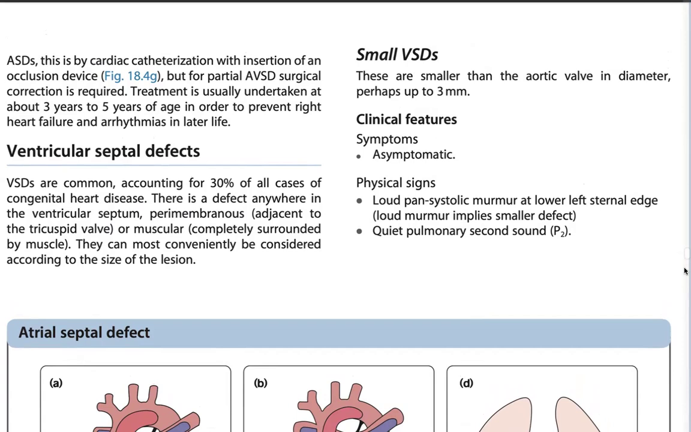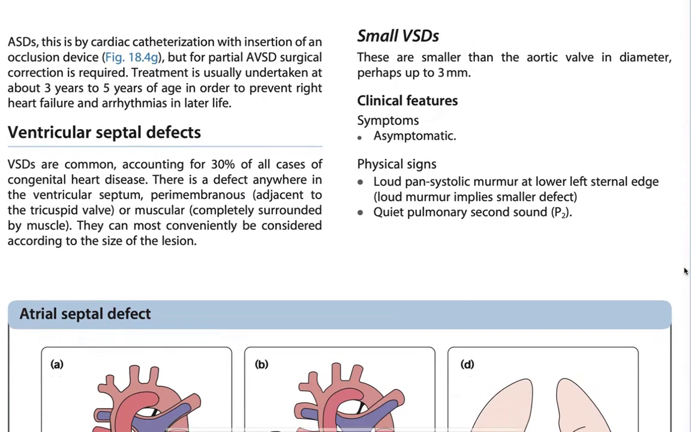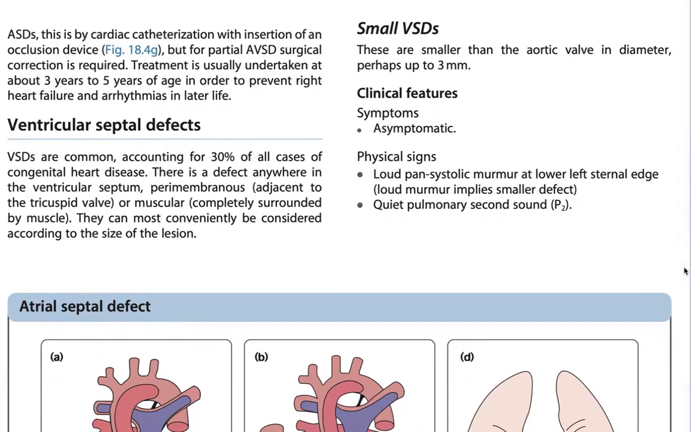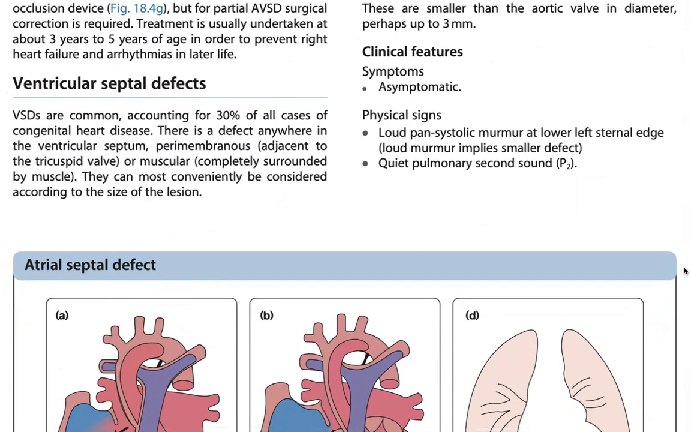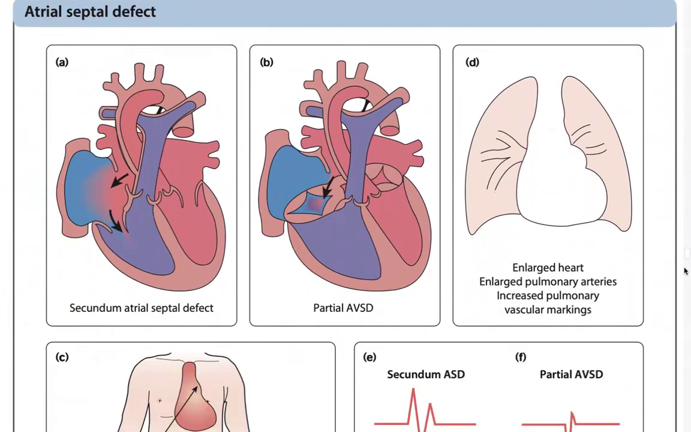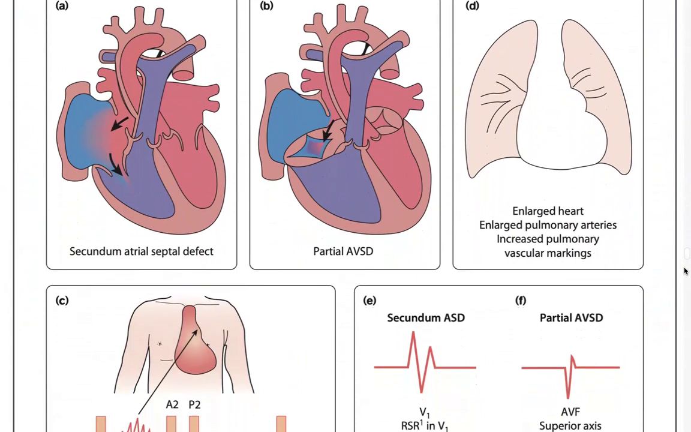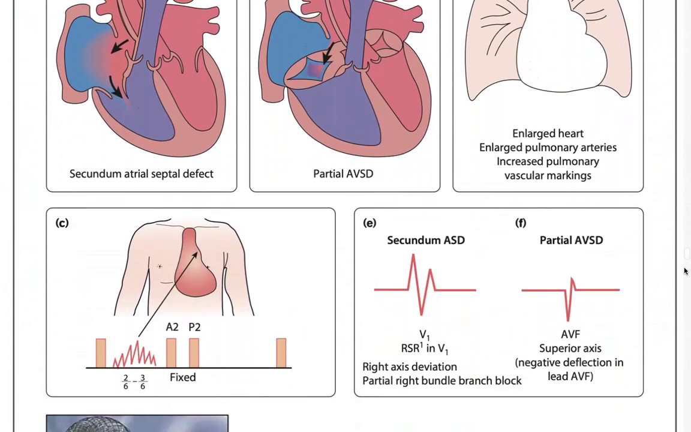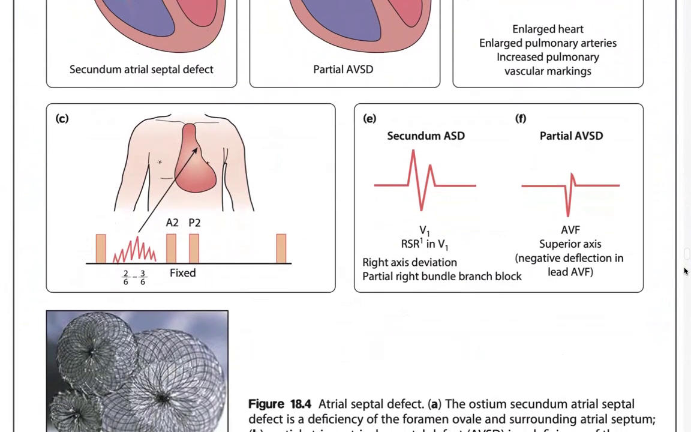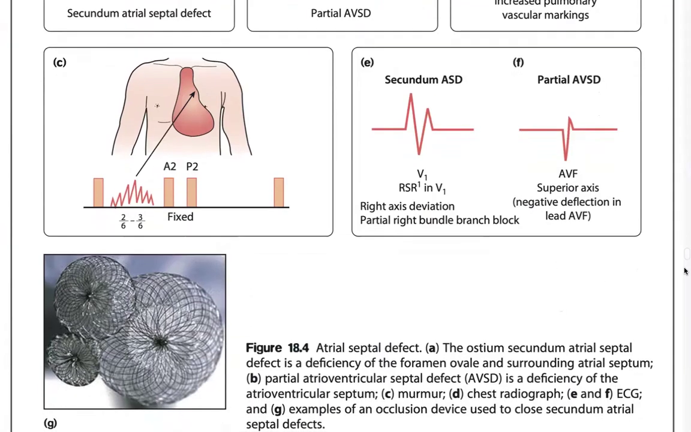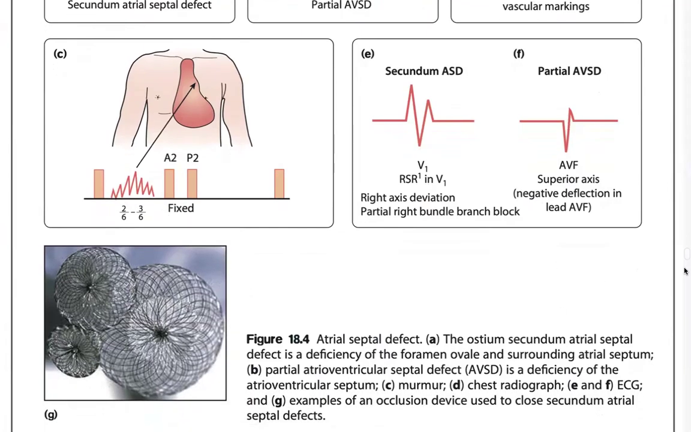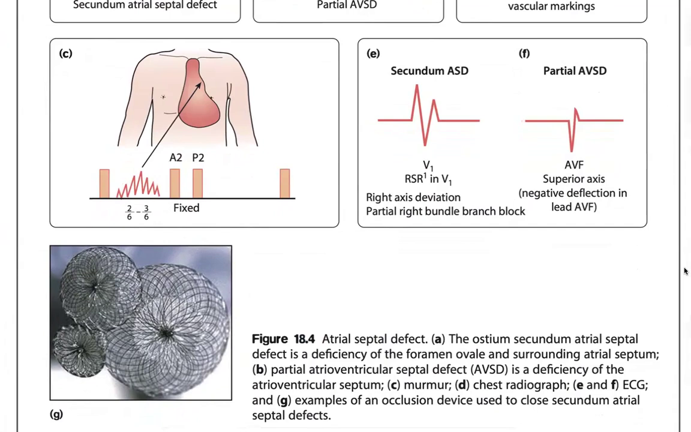In diameter, perhaps up to the size of the aortic valve. The clinical features: the small defects present asymptomatic, with a loud systolic murmur at the lower left sternal edge. The second sound is normal. In large defects, the symptoms increase with weight and slow feeding, and these are shown with murmurs.